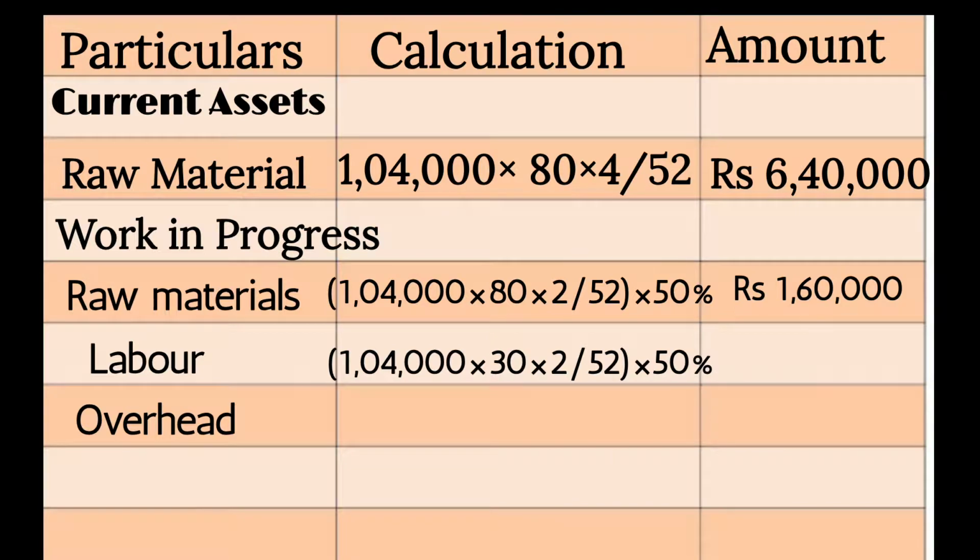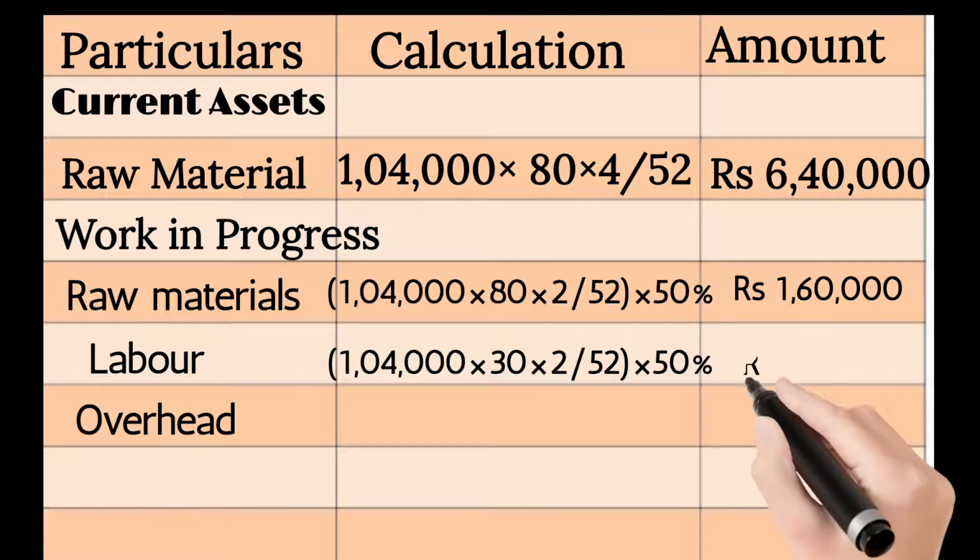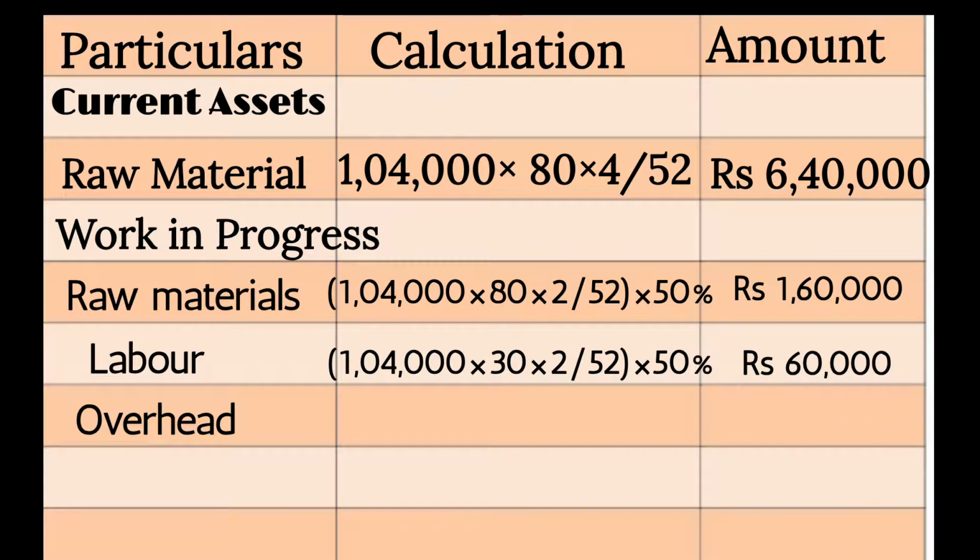Same goes with labor, where the labor used will be for 1,04,000 units. The labor cost per unit was rupees 30. So 1,04,000 into 30 into 2 divided by 52, and the overall bracket will be multiplied by 50%. We get work in progress labor as rupees 60,000.